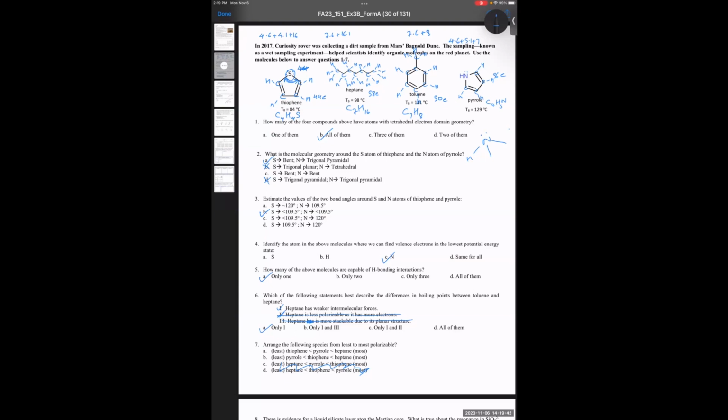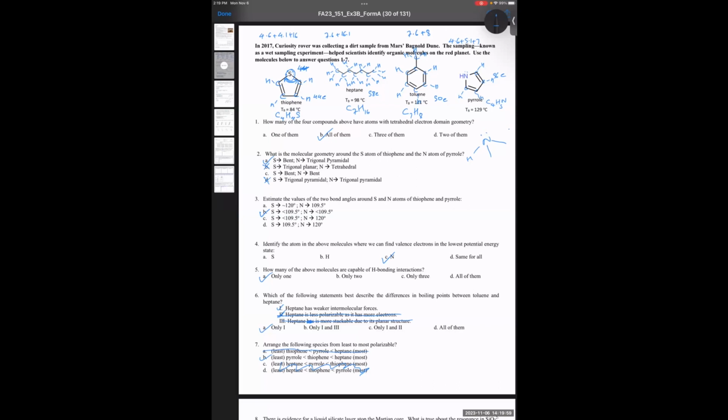So therefore, it should be this. Pyrrole. There are only 3 options here. So pyrrole, thiophene, and heptane. There's no doubt about that. So that should be your answer.